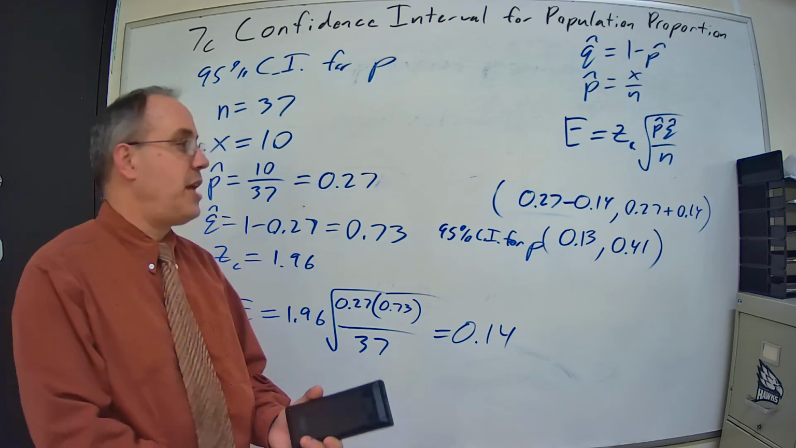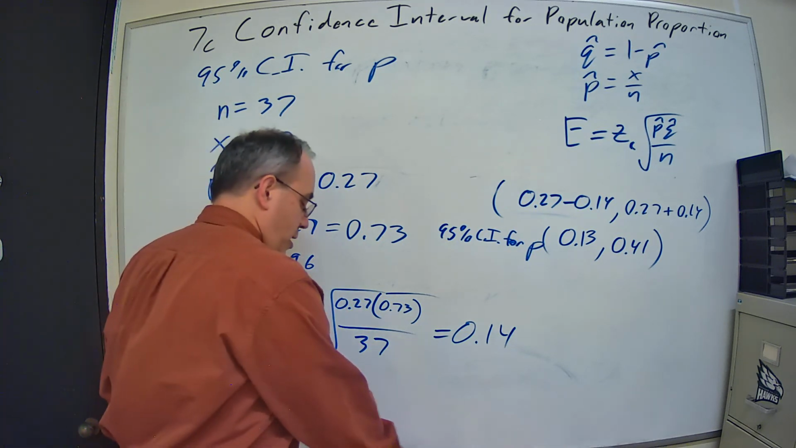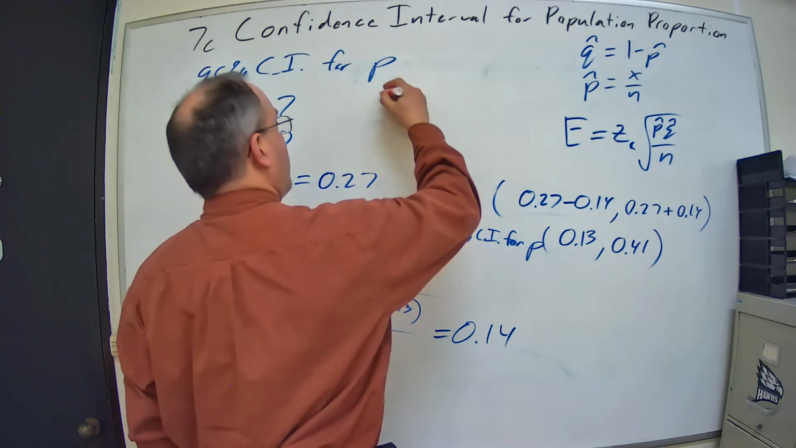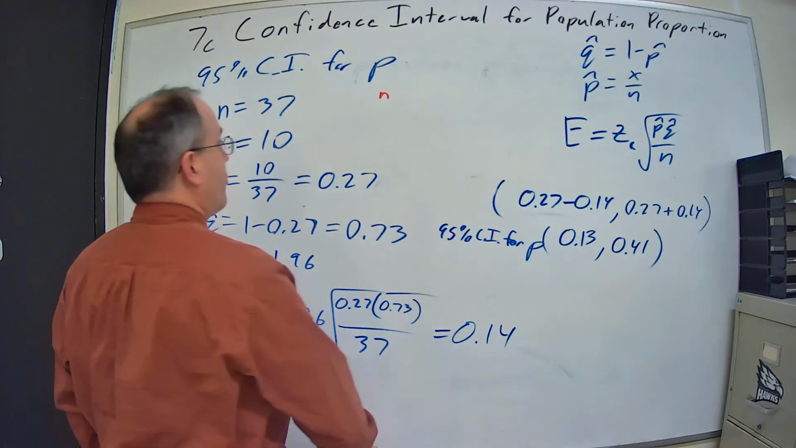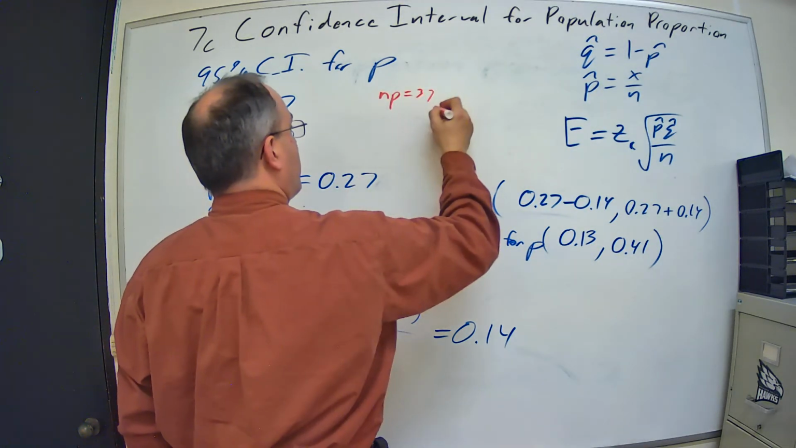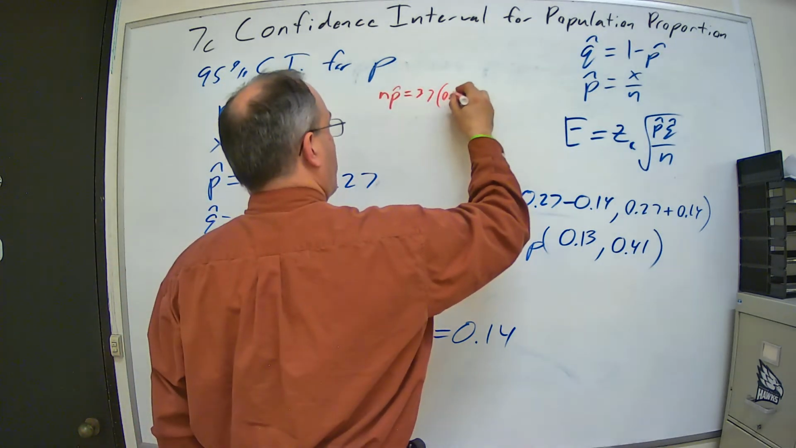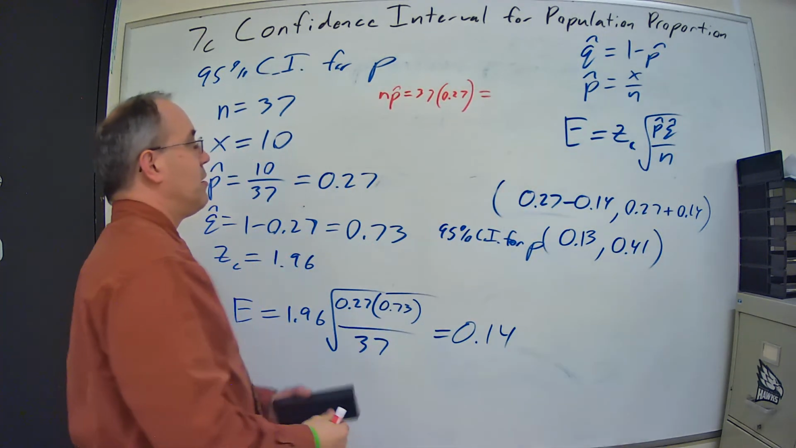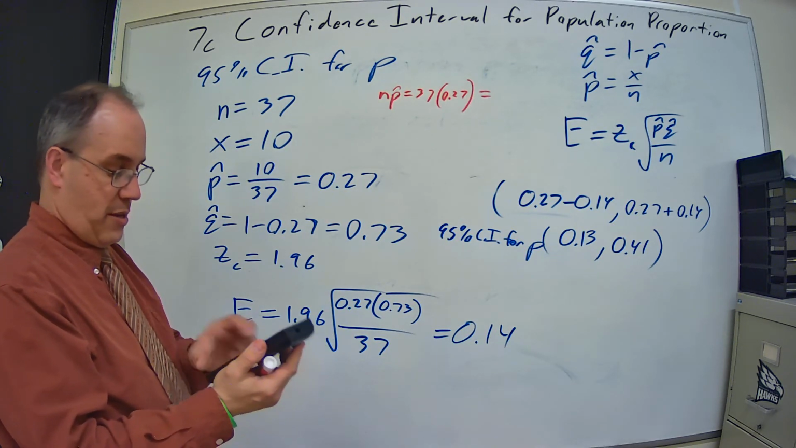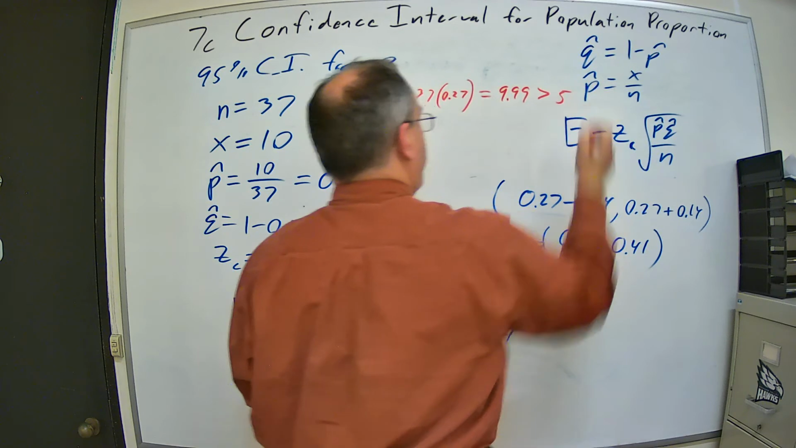Now, I am going to take a little side thing here and say, let's look at that little test I told you about. Can we say that this is approximately a normal distribution? So I'm just going to take n times p. All right, n times p is equal to n, which is 37, times p hat, 0.27, which, so 37 times 0.27 gives you 9.99, which is greater than 5.